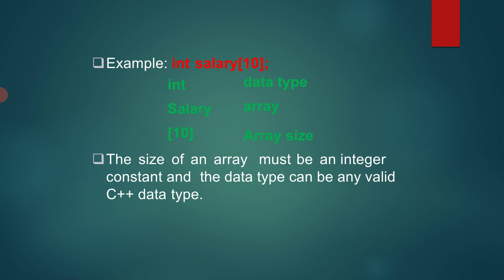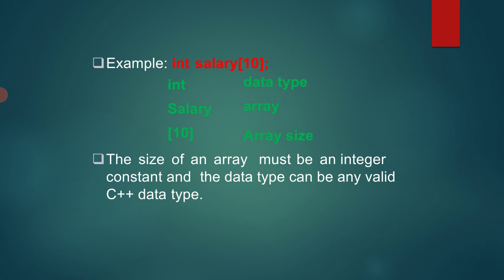So the size of an array must be an integer constant, and the data type can be any valid C++ data type. We cannot give the size of an array in floating point numbers. So the size of an array is always a constant number, whereas you can choose any type of data type. Data type provides you the way that you can store different types of data in an array.